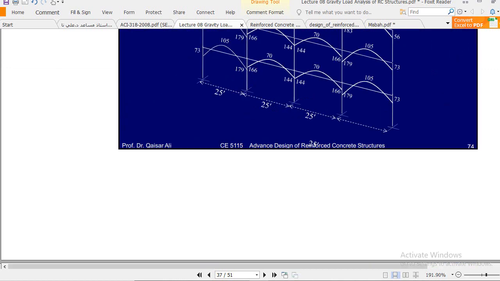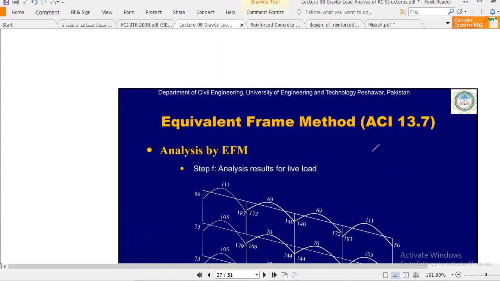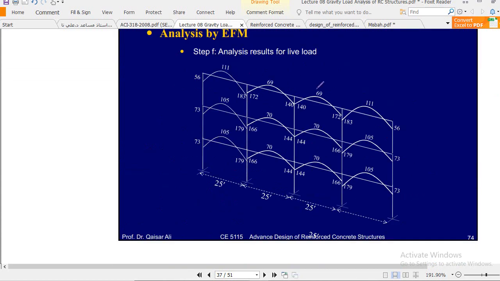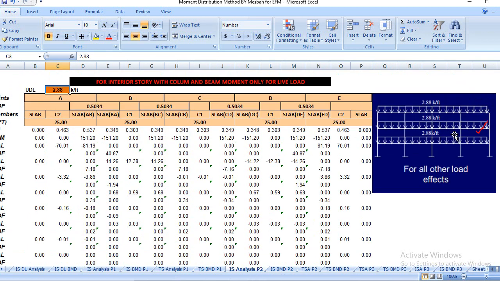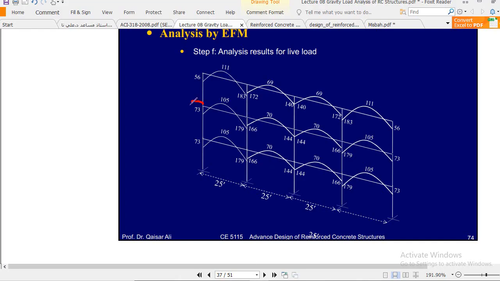So you see here that basically they did the analysis only for this case. After that they drew these moments, they found out these moments. From where they got these moments, I will just show you here. Let me show you here, okay, this P2 case, and here you see the analysis of that load case for interior story, and the bending moment and shear force values right here, this 73, this is for interior story, and here we have for interior story this 73.